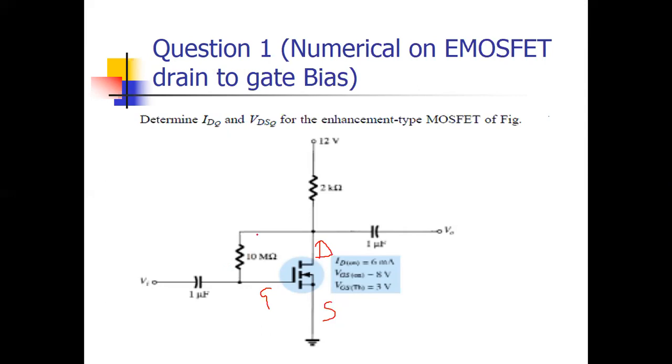Now in this analysis, what we have to find out? We have to find out quiescent current IDQ and quiescent voltage VDSQ. Always remember we have to follow the three rules. One rule is apply KVL in the left side. Second rule is apply the equation of current, and third rule is apply KVL in the right side.